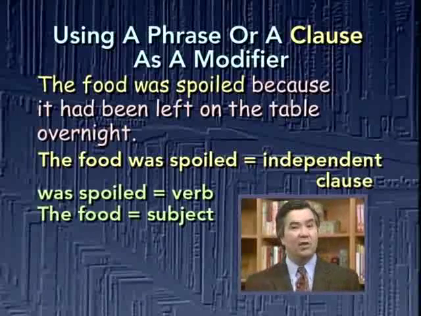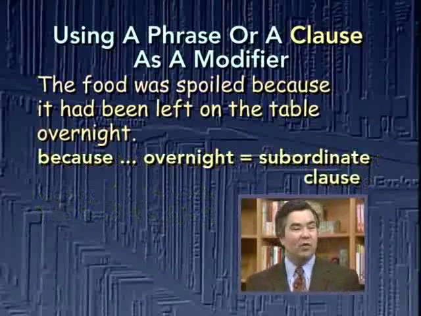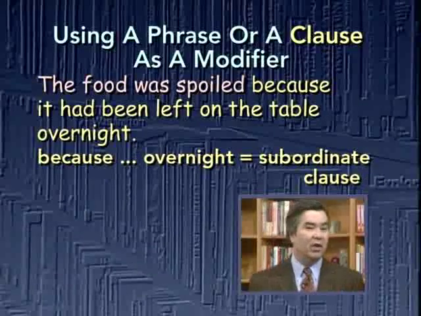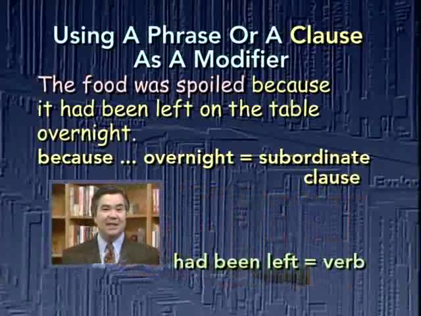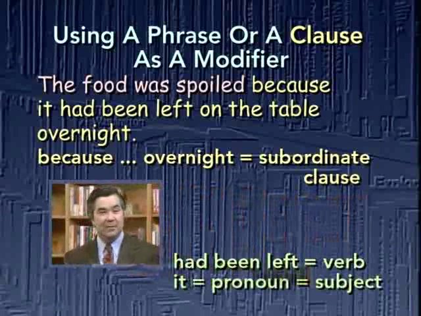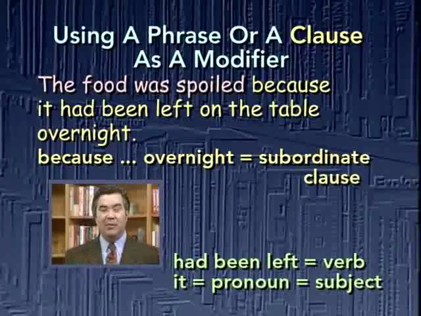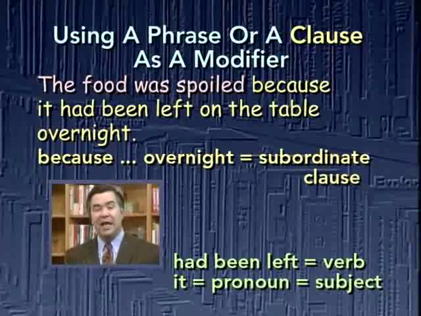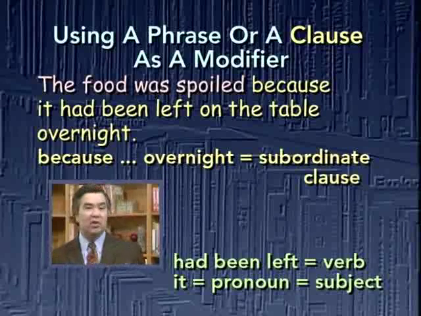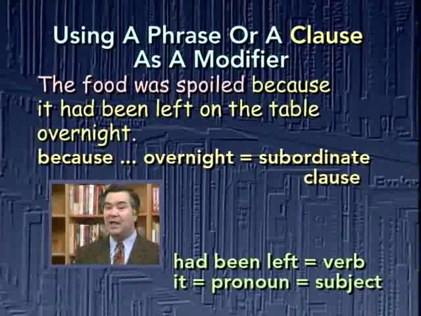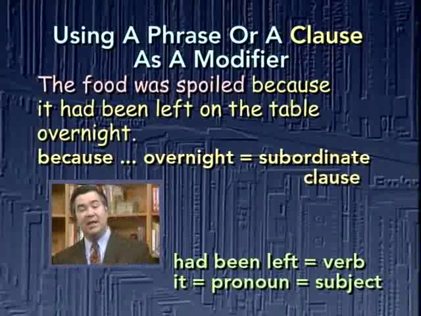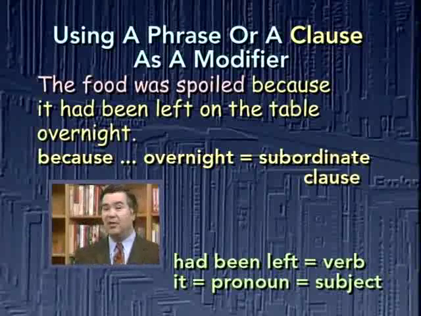But then we have another clause. Because it had been left on the table overnight is also a clause. It also contains a subject and a verb. The verb is the phrase had been left, and the subject is the pronoun it. Because it had been left on the table overnight is a clause, but it can't stand alone as a sentence. That word at the beginning, because, turns it into a subordinate clause. Because is a subordinating conjunction, and when it begins a clause, the clause can't stand alone as a sentence.